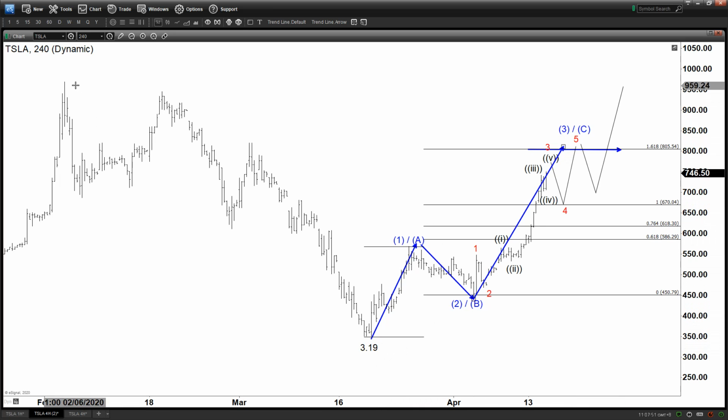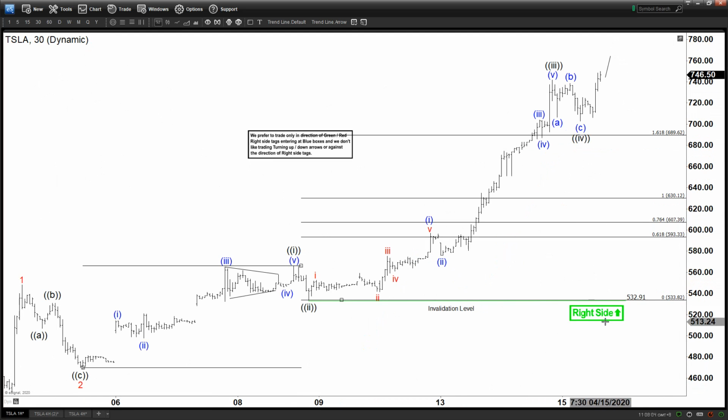So it could possibly end the whole thing and then maybe start the new bullish leg, but still of course it needs to break above here to confirm that. Now in the meantime, the shorter cycle is still looking impulsive, and so we should be looking for the upside, well above 532.9. All right, so that's the update for today.